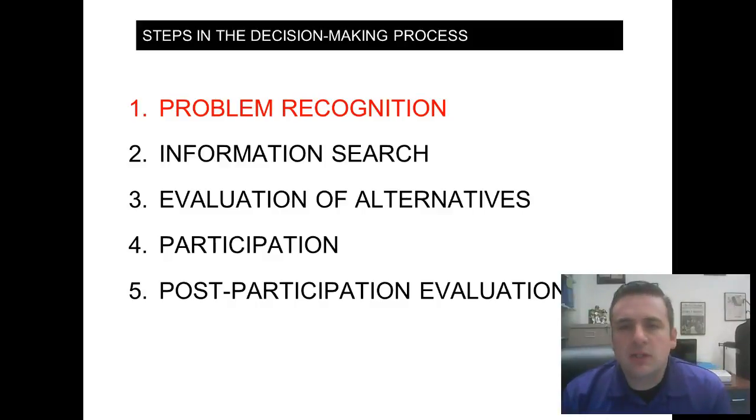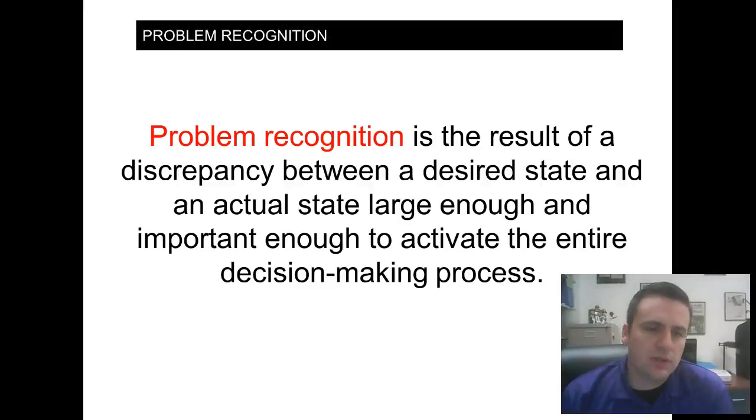This is similar to any other type of decision-making process you've probably heard of. The key point here is that problem recognition, the first step, is the result of a discrepancy between, and if you want to underline some words here, a desired state and an actual state. That gap, or discrepancy, is large enough and important enough to activate this 5-step process.